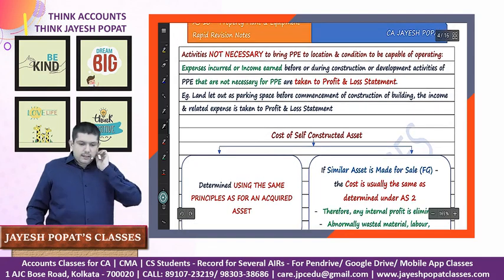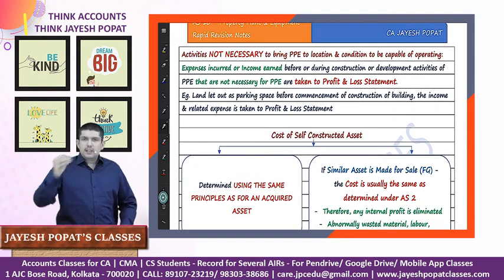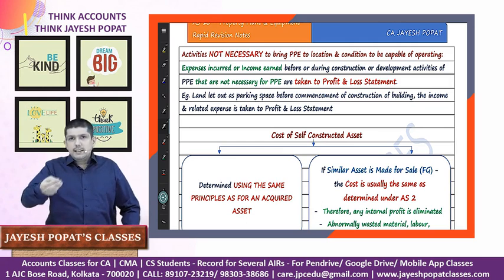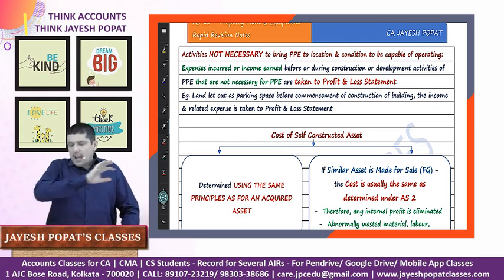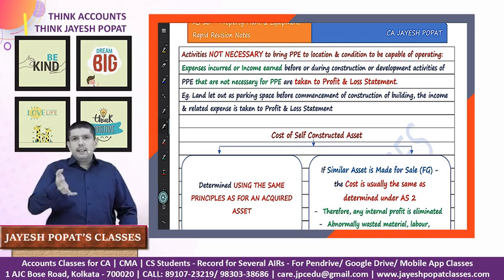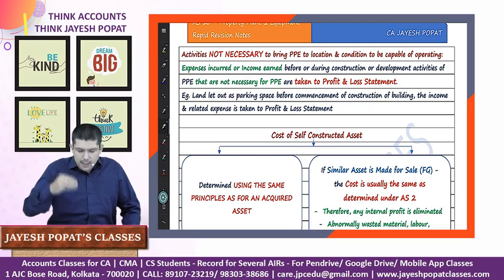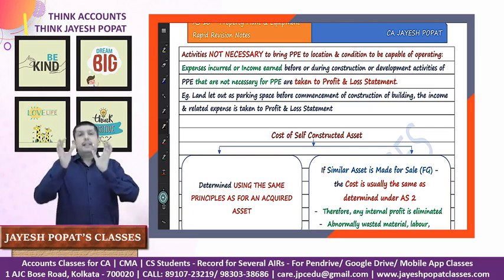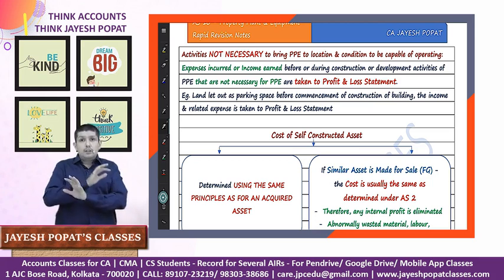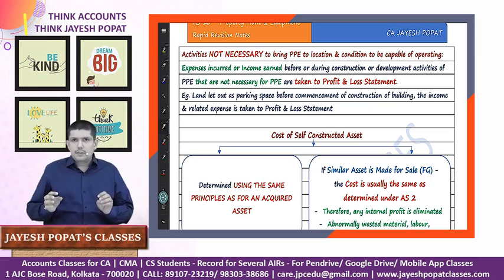Then there might be certain costs which are getting incurred, or there are certain incomes which are getting generated, but these expenses and income have nothing to do with bringing the item of PPE to its present location and condition and making it capable of being used as intended by the management. These expenses and these income will not be considered as part of the cost of the item of PPE.